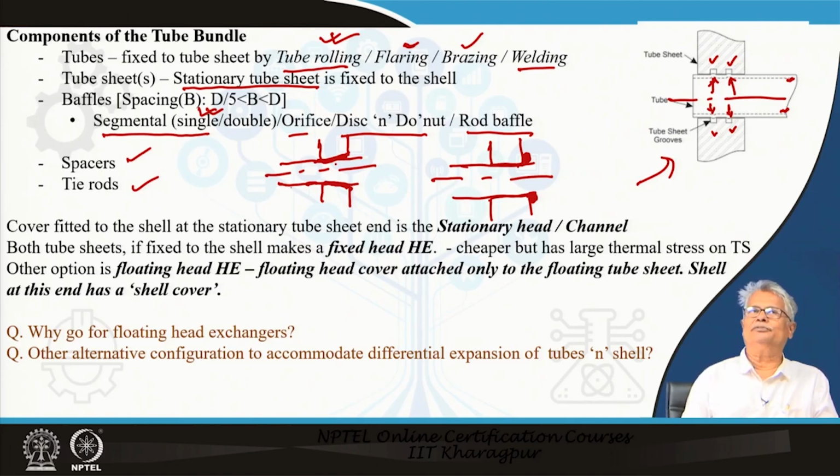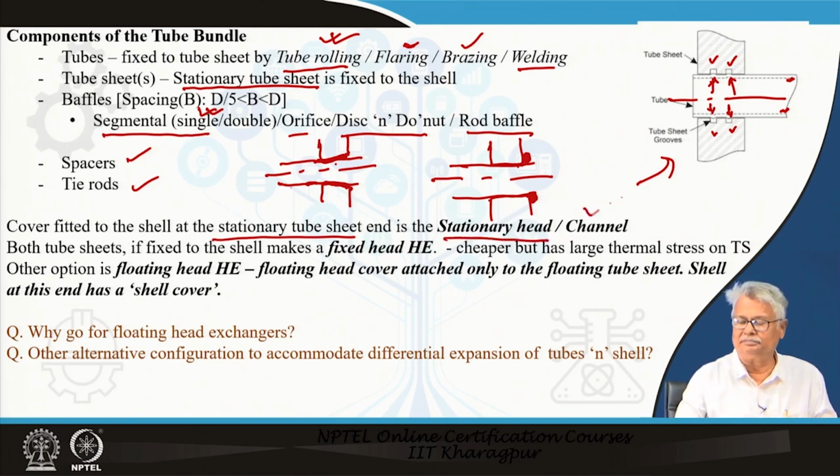The cover which is fitted to the shell at the stationary tube sheet is the stationary head. It is also called channel. Both tube sheets may or may not be fixed to the shell. If you have both the tube sheets fixed to the shell, then it becomes a fixed head heat exchanger.